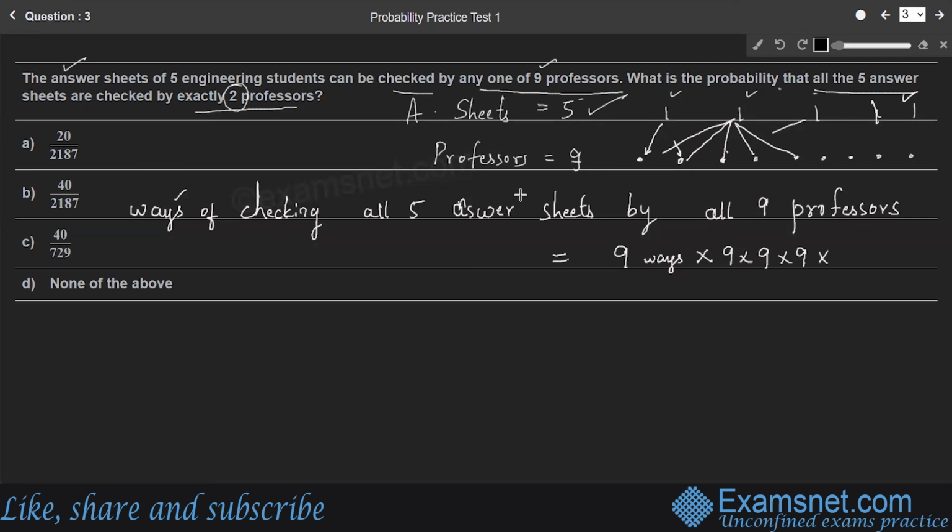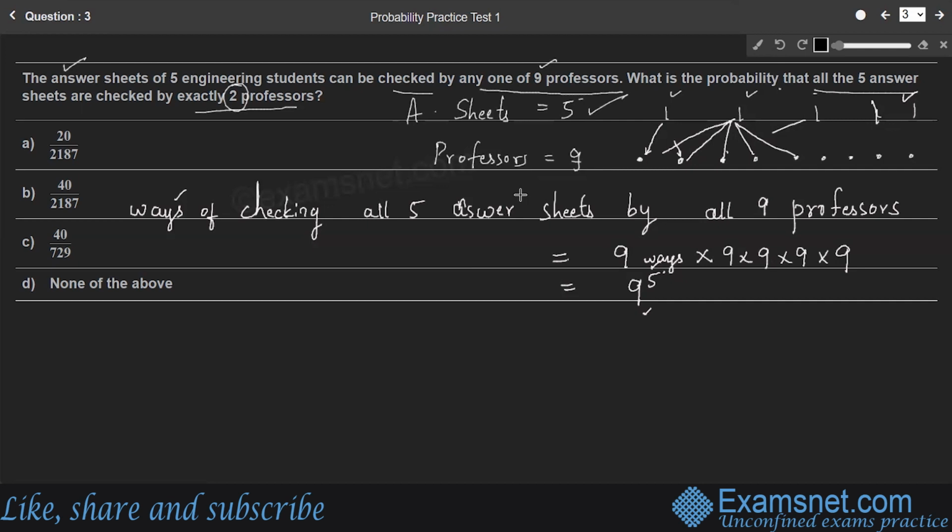Third paper is also checked in 9 ways. Fourth paper is also checked in 9 ways. Therefore 9 raised to 5. Here 9 is nothing but the number of ways each paper is checked, and 5 is nothing but the number of sheets. Which means the ways of checking all 5 answer sheets by all nine professors.